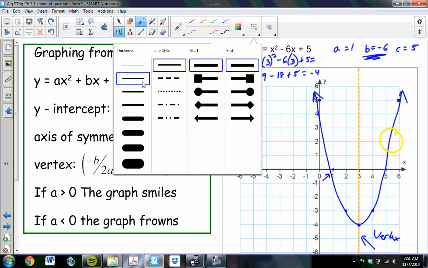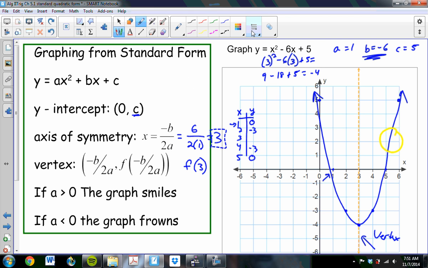This point right here, where you cross the x-axis, this point here and this point here that we'll pretend like I hit. These are called x-intercepts, or they're called roots, or they're called zeros. All three of those terms can be used. They are very, very important, so make a note of those.